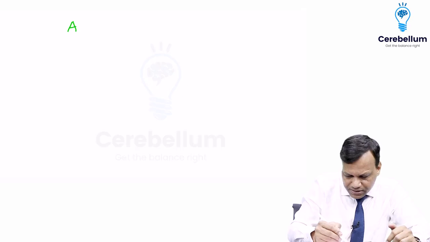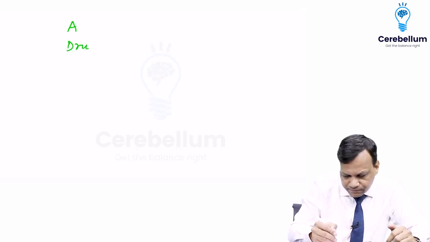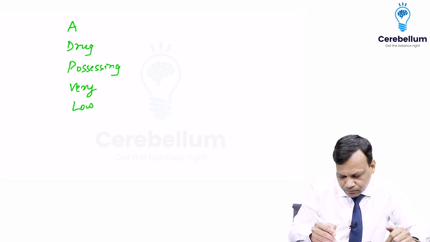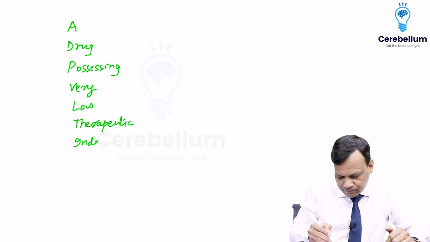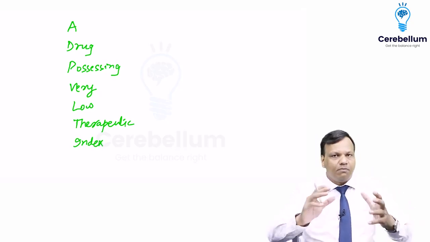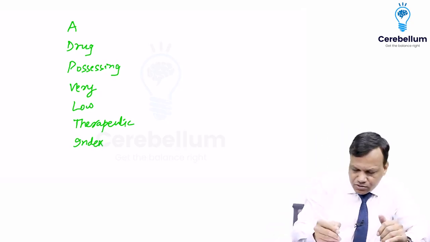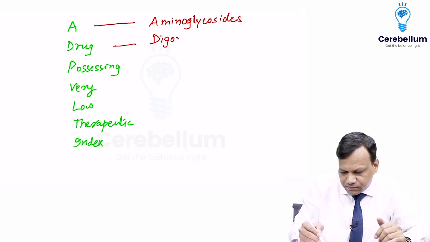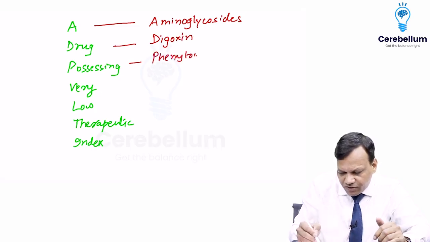You can remember them as a drug possessing very low therapeutic index. So from the mnemonic itself, you can remember these possess low therapeutic index. So the drugs are A for aminoglycosides, D for digoxin, P for phenytoin, V for valproate.